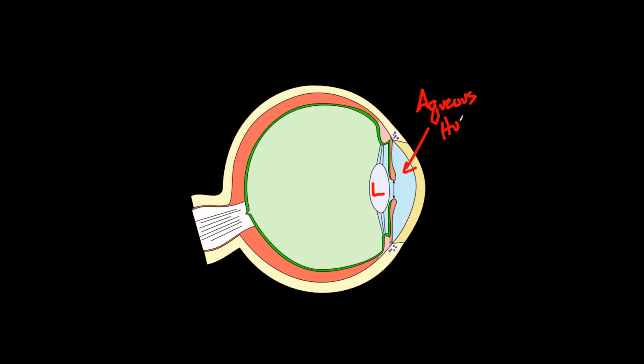This is a water-like fluid that is in front of here. In front of this, you have a cornea. The cornea is going to be this clear layer that is going to protect your lens. And right here, we have our iris.